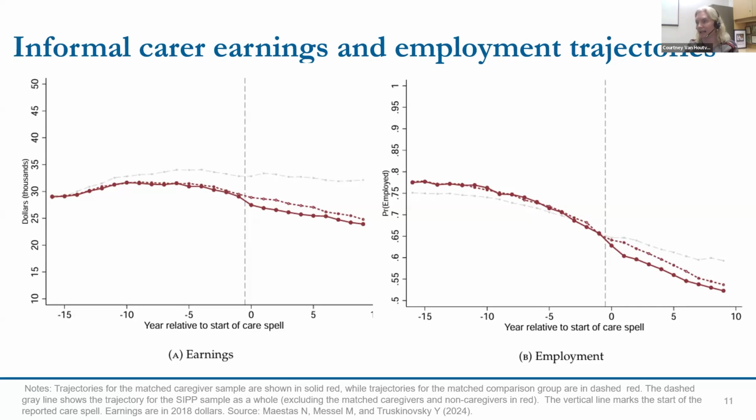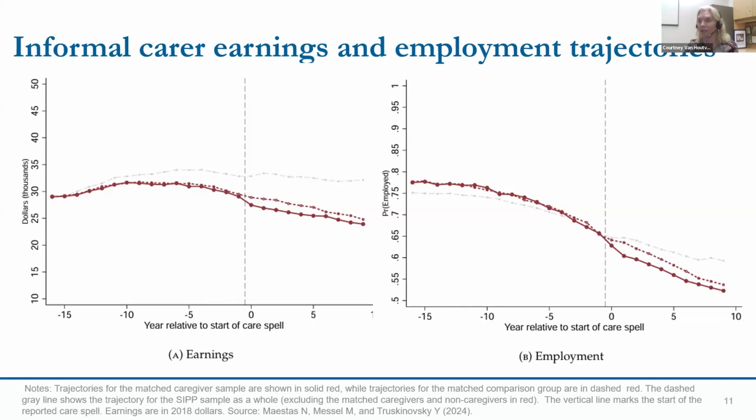What they find is that they have a really successful matching because the trends in earnings are almost identical. Similarly, the trends in work behaviors are really identical in that era, up to 13 years or so before they start their caregiving spell.